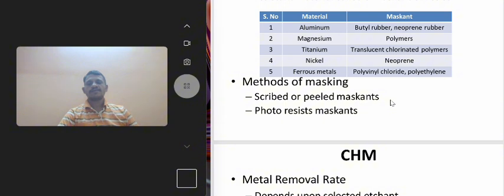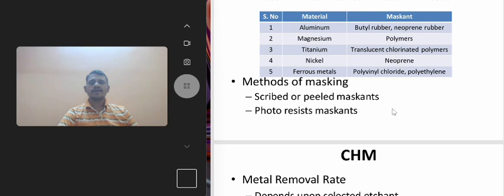The maskant is removed by scribing with a knife and peeling away the desired surfaces. Templates can be used to assist in scribing. This method is used when critical dimension tolerances are not required.